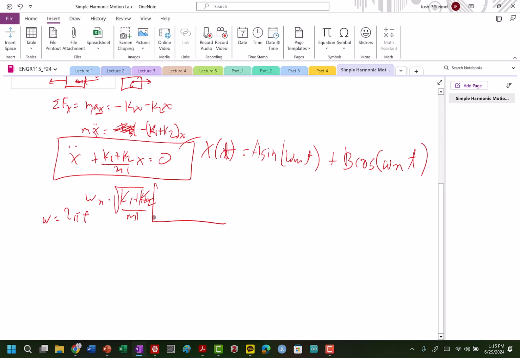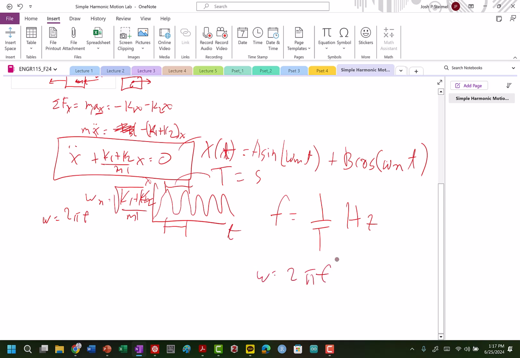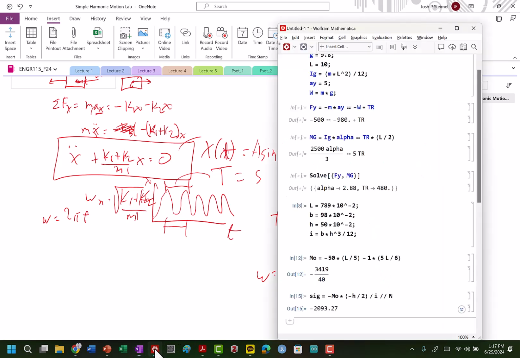And so our x as a function of t will look sinusoidal, and it will have some period. The time between this peak and this peak will be our period T, which is in seconds. Our cyclical frequency is going to be 1 over T, and that's going to be our value in hertz. We convert that with omega equals 2 pi f, and that's going to be our frequency in radians per second. So we can actually also prove that as well.